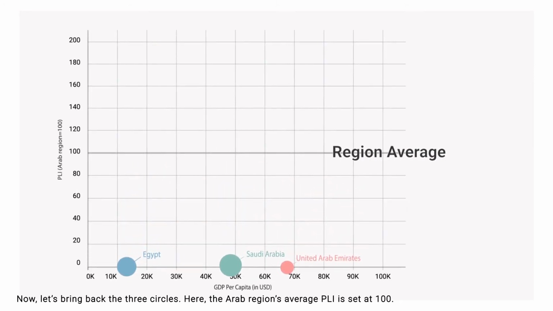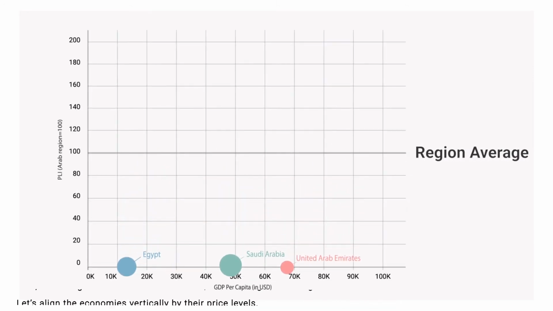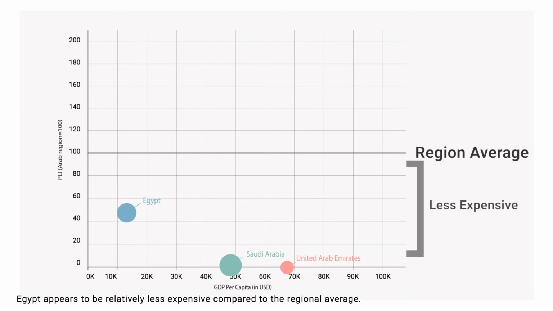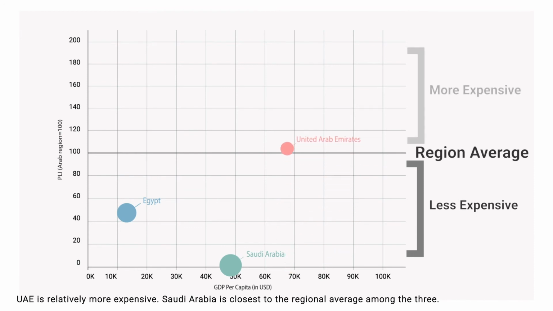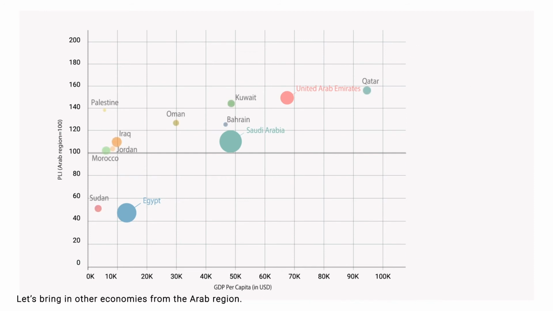Here, the Arab region's average PLI is set at 100. Let's align the economies vertically by their price levels. Egypt appears to be relatively less expensive compared to the regional average. UAE is relatively more expensive. Saudi Arabia is closest to the regional average among the three. Let's bring in other economies from the Arab region.